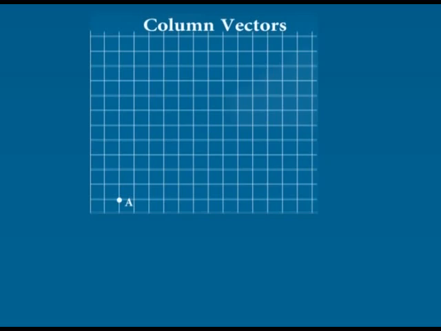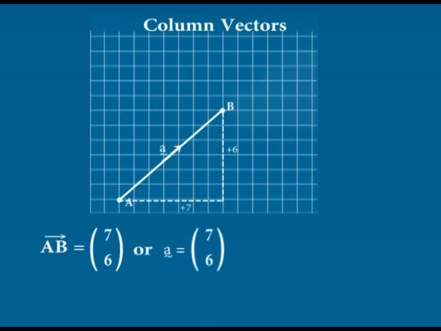Suppose now we introduce another point B. With respect to each other, we can give some description about either of the points. If each square has a length of 1 unit, then the movement from A to B can be described: 7 units to the right and 6 units upwards. This is written as AB is equal to (7, 6). When written this way, this is called a column vector.